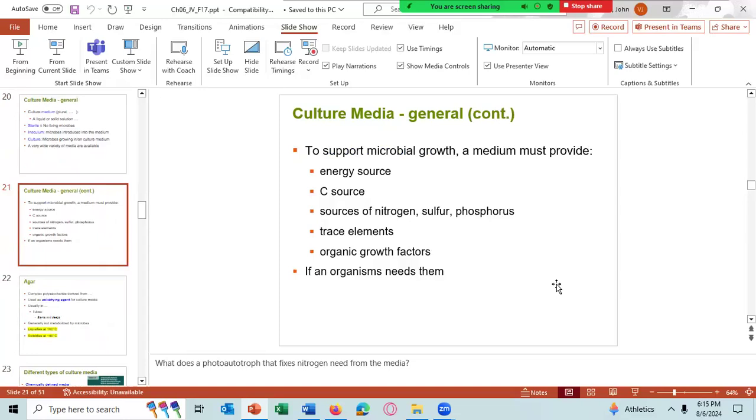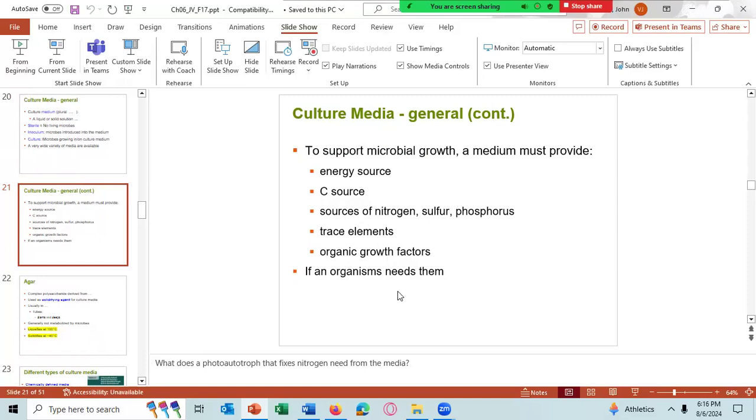So media support microbial growth. A medium must provide an energy source, a carbon source, a source of nitrogen, a source of sulfur, a source of phosphorus, trace elements, and organic growth factors if an organism needs them. Like E. coli doesn't need any growth factors, but it does require trace elements, nitrogen, sulfur, and phosphorus sources, a carbon source, and an energy source.